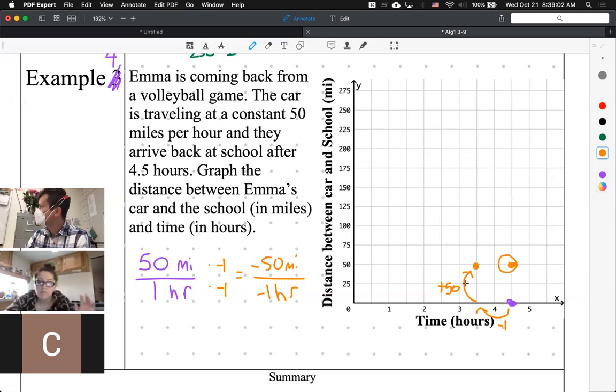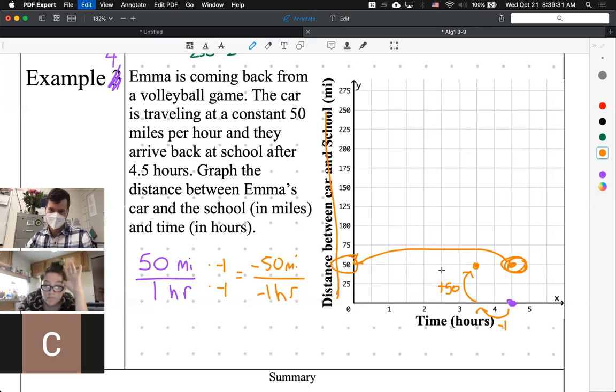Why? Because it's going 50 miles an hour, right? Yep. And then 4.5 hours. Okay. So this point represents the fact that after 4.5 hours, I'm still 50 miles away from the school, right? If I'm just listing the point, this point corresponds to 50, which means I'm still 50 miles away from the school. And that point also represents when I'm 50 miles away from the school, that happens at 4.5 hours.